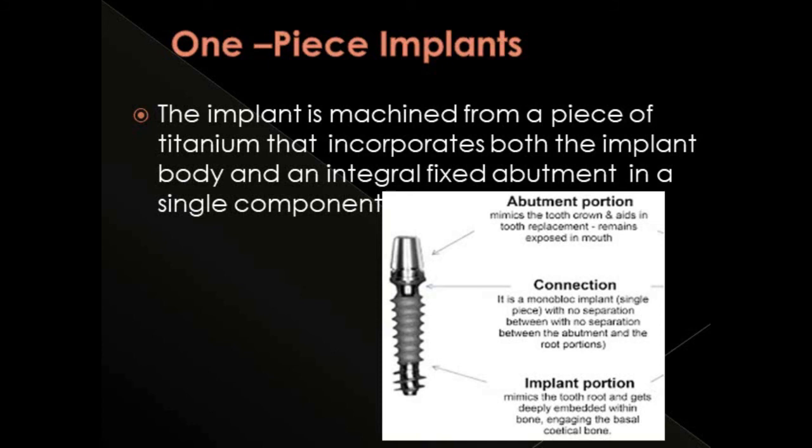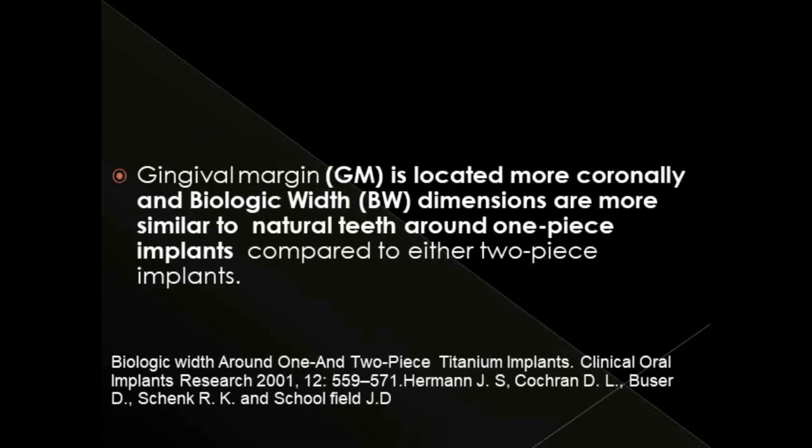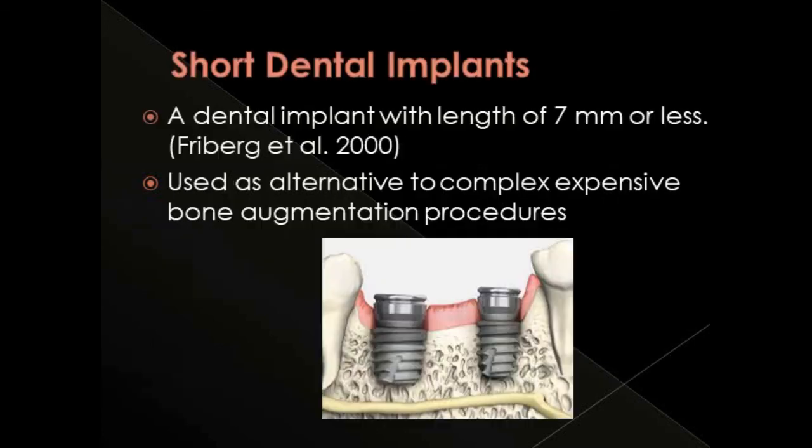Now what is the advantage of one piece implant? Studies have showed that the gingival margin as well as the biologic width dimensions are more similar to natural teeth around a one piece implant compared to that of a two piece implant. So the gingival margin and biologic width is similar to that of natural teeth.